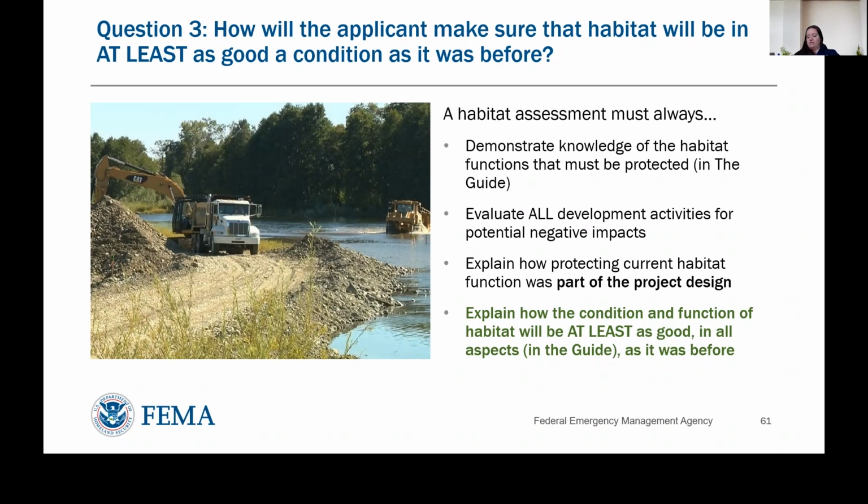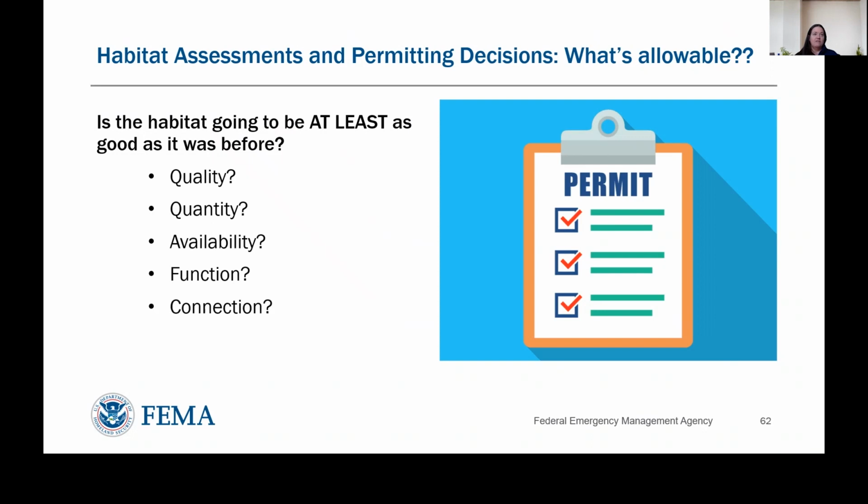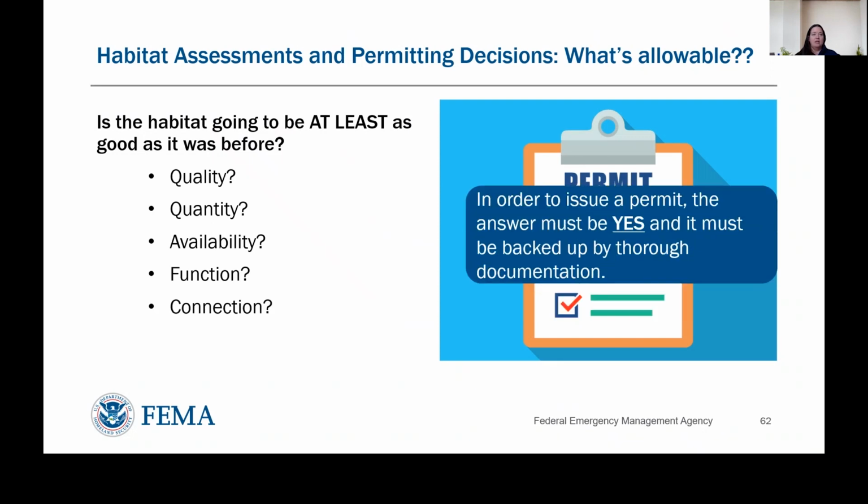So these are characteristics of a solid habitat assessment. So how does this figure into your actual permitting decisions? What's even allowable, based on what you're seeing in these assessment reports? So the primary one being, is habitat going to be at least as good as what was before? And that needs to be in all of these characteristics: in quality, quantity, availability, function, and connection. And your answer needs to be yes on all of these.